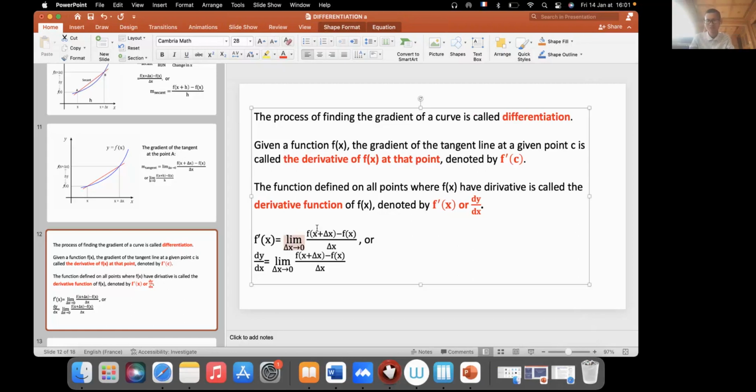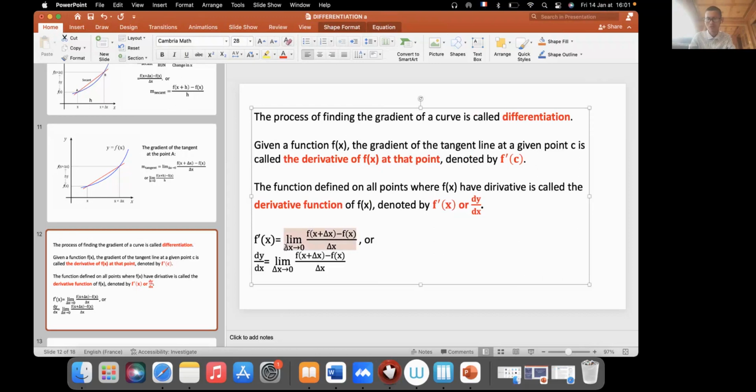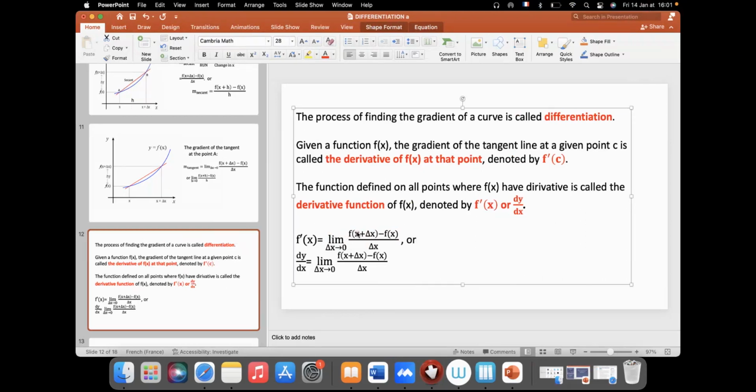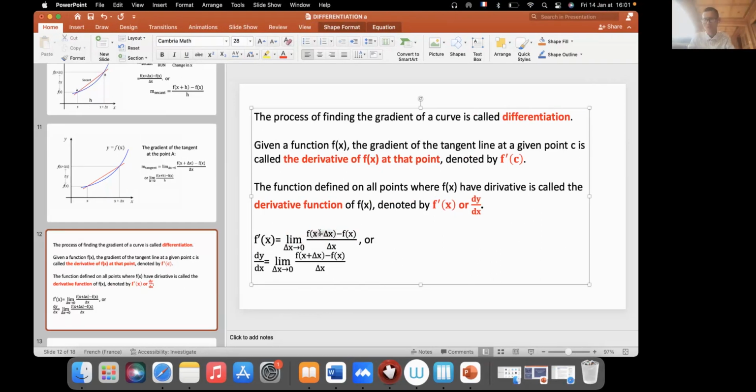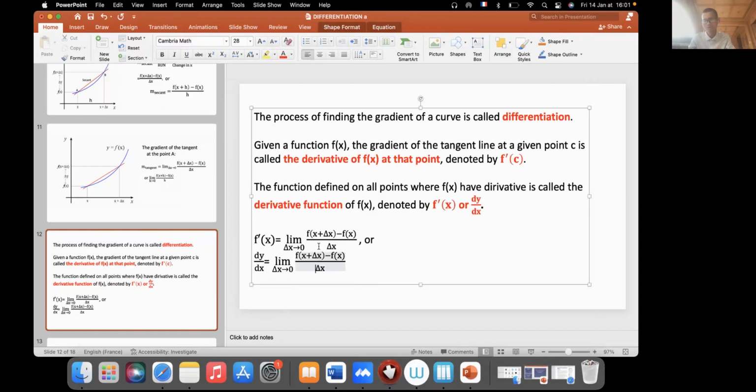Some students may... just keep in mind this is in terms of x, not in terms of other variables. In some cases students just keep in mind, okay? The third thing to note is that delta x is not delta times x. As a whole, it means the change in x coordinate.